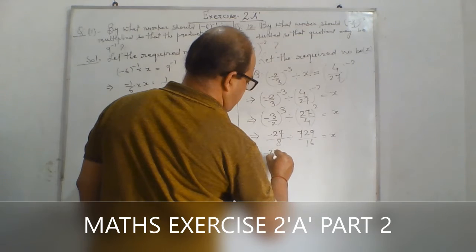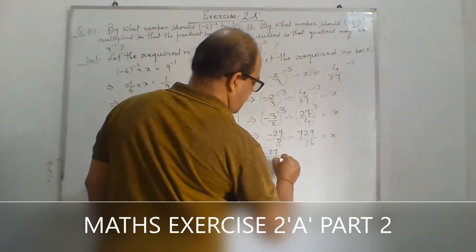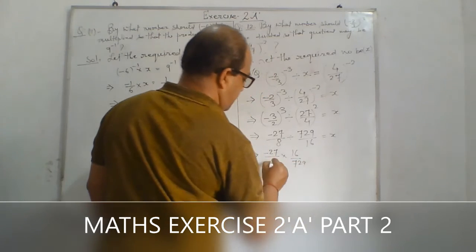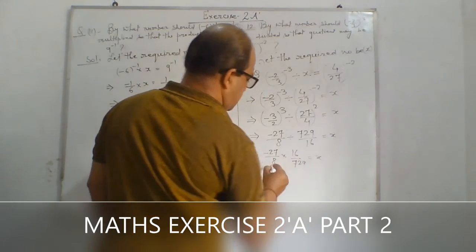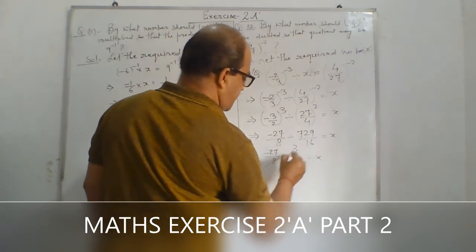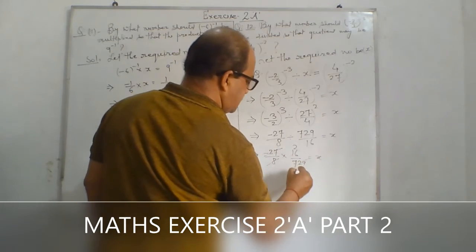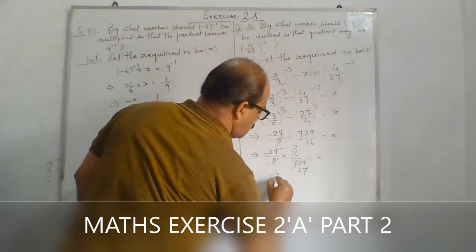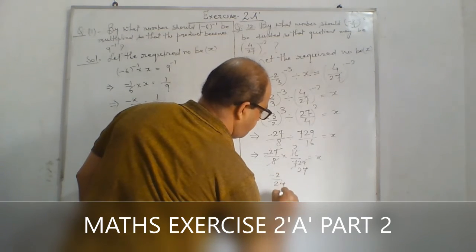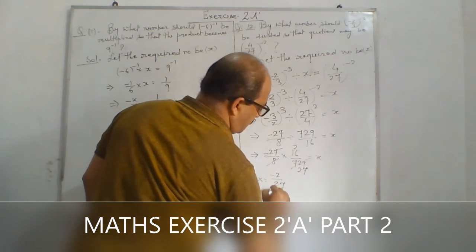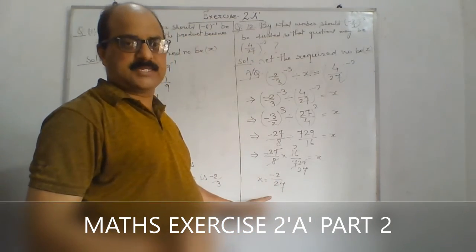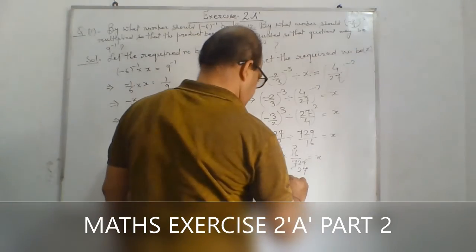Minus 27 by 8 into 16 by 729 is equal to x. 8 twos are 16 and 27 twenty-sevens are 729. Here minus 2 by 27. This is the value. Thus the required number is minus 2 by 27. This is the required number.